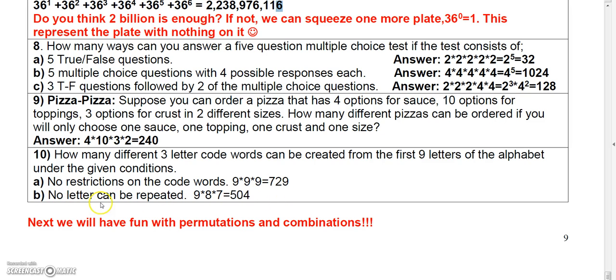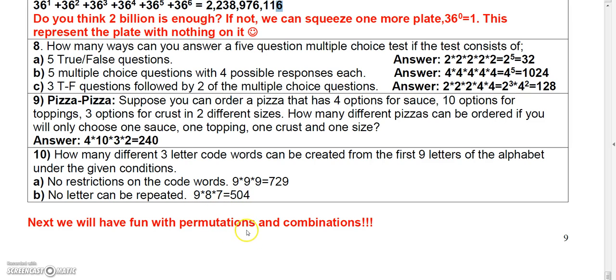Now, if you can't have repetition, then there's only 9 choices for the first letter, 8 choices for the second letter, because you can't use what you used here. And then there would be 7 choices for the third letter, because you can't use what you used here or here. So you'd have 9 times 8 times 7, or 504 code words possible in that case.